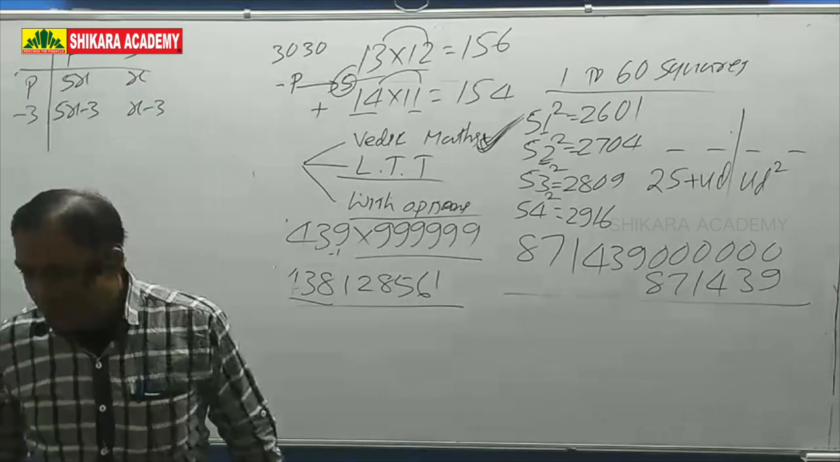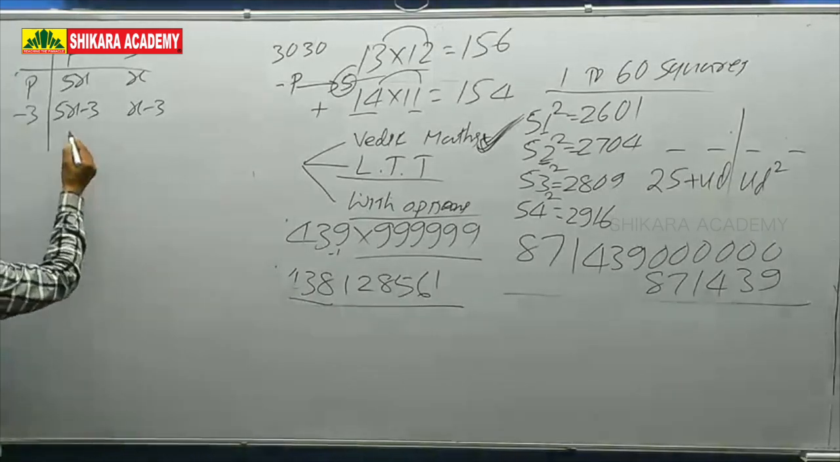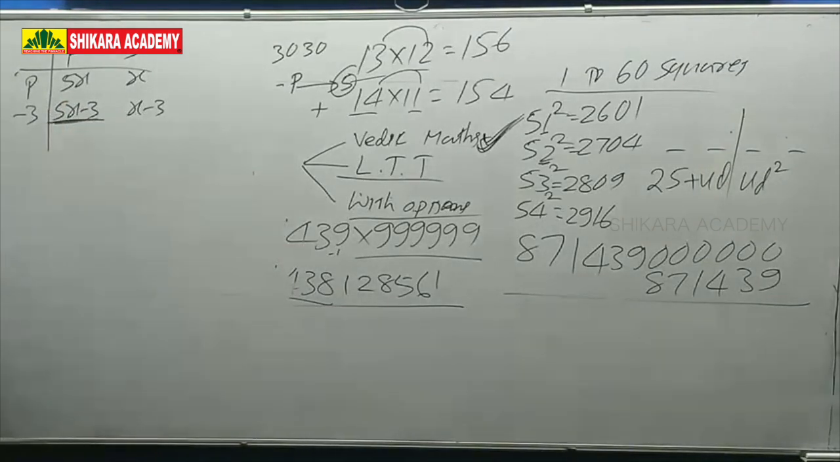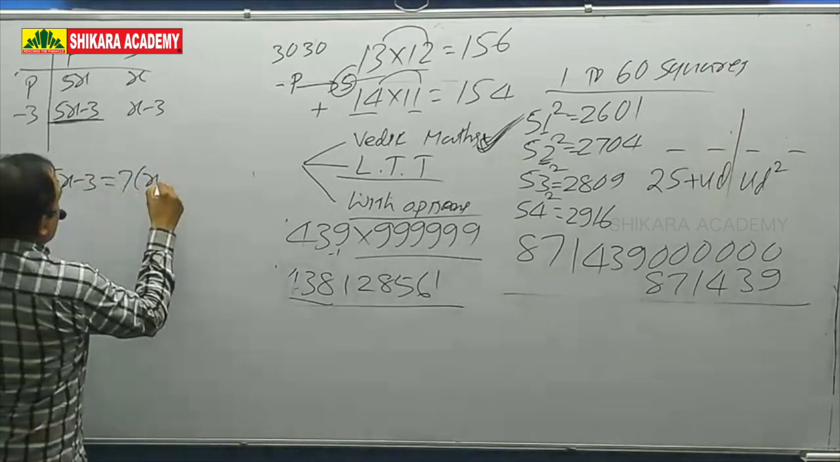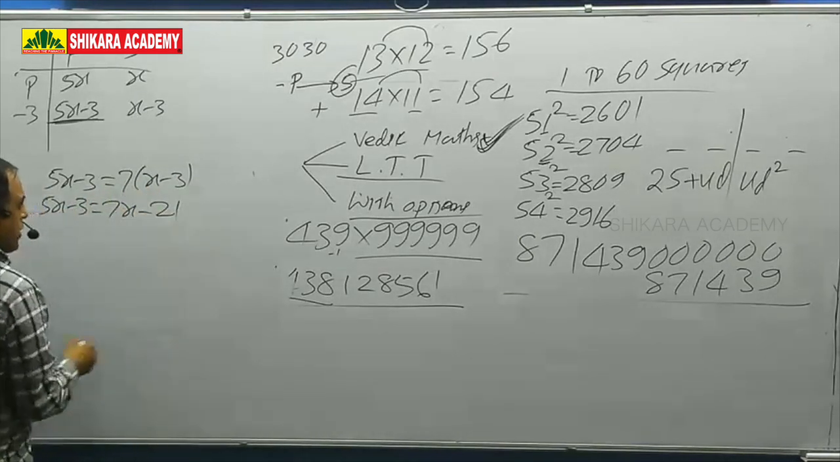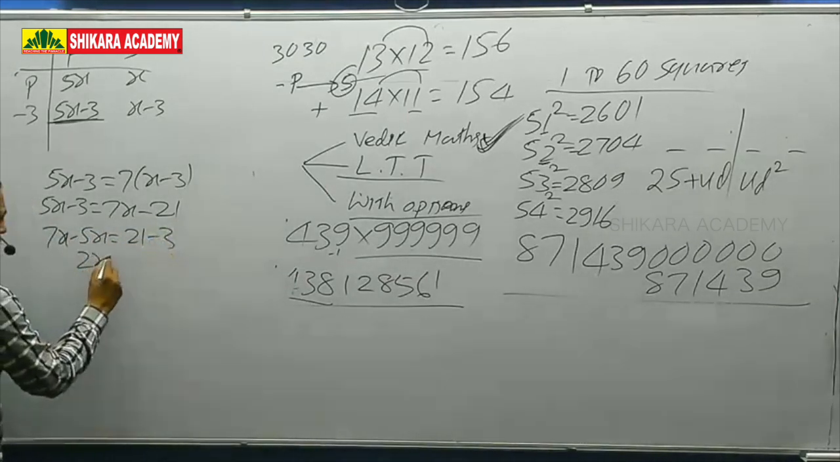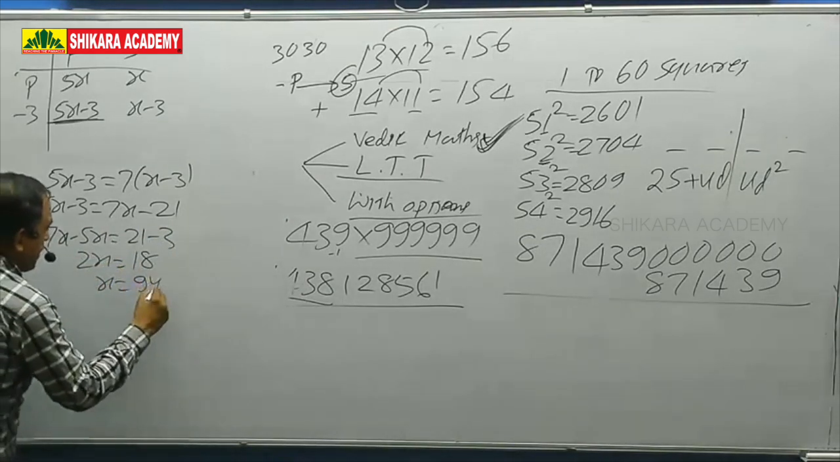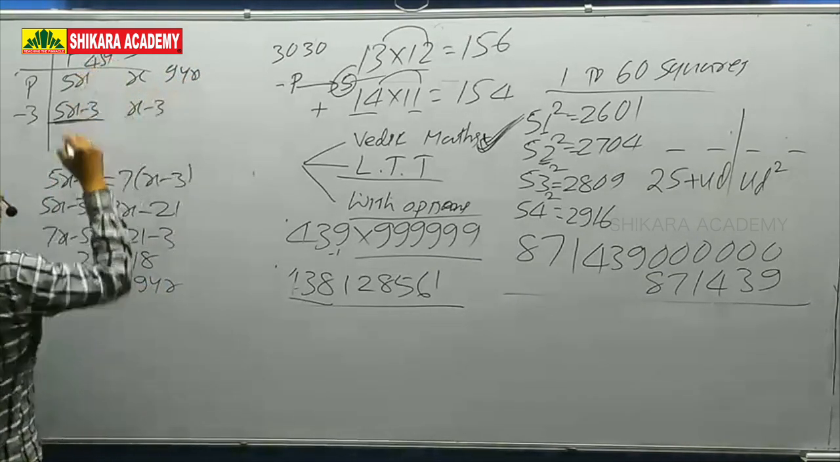What is the second statement in the question? 3 years ago, father's age was 7 times son's age. According to the second statement, 5x minus 3 is equal to 7 times x minus 3. So 5x minus 3 equals 7x minus 21. 7x minus 5x is equal to 21 minus 3, 2x is equal to 18, x is equal to 9 years. So son's age is 9 years and father's age is 9 into 5, 45 years.